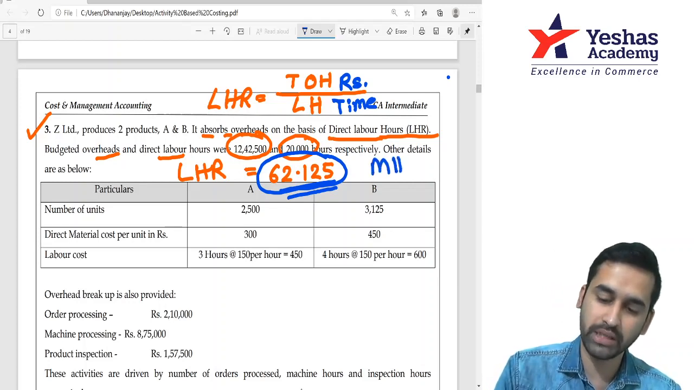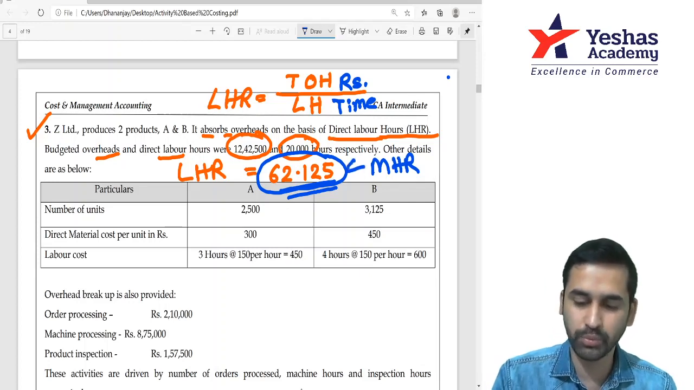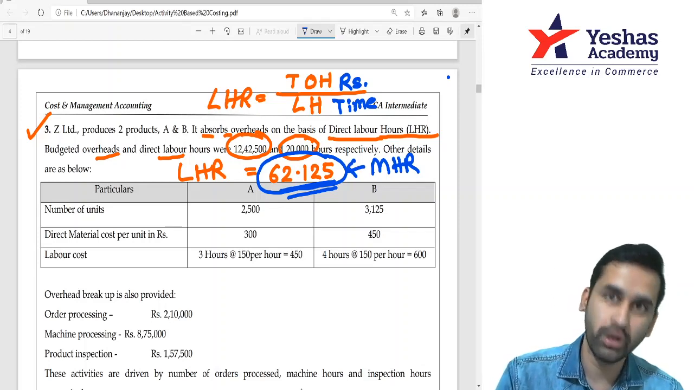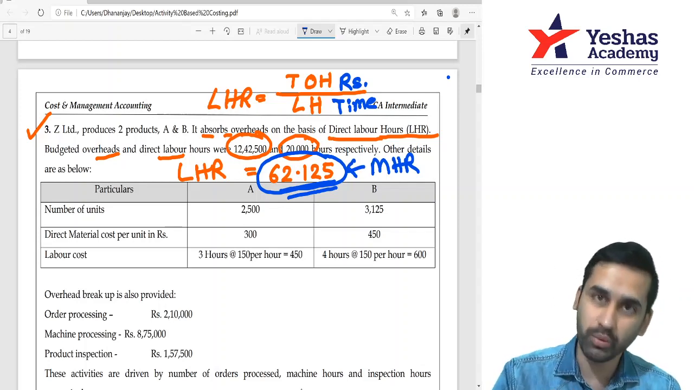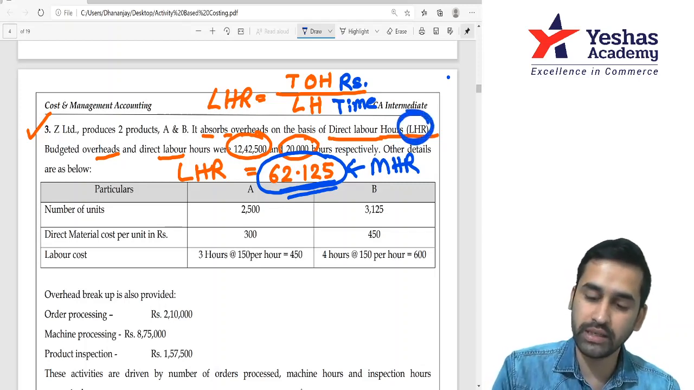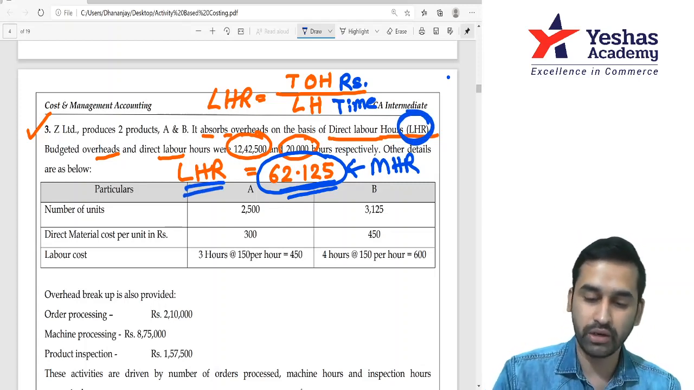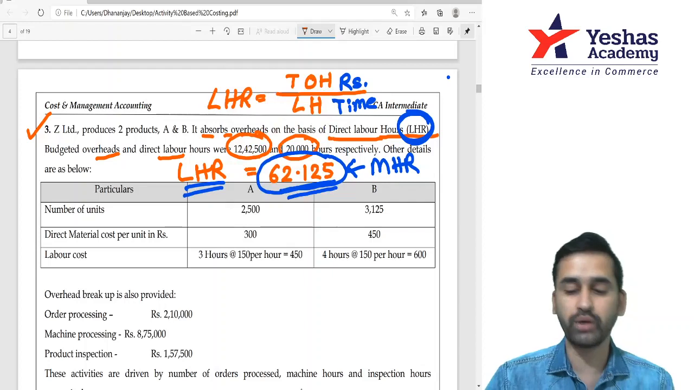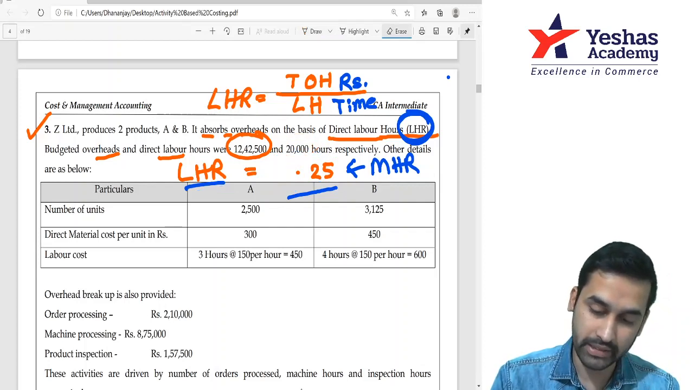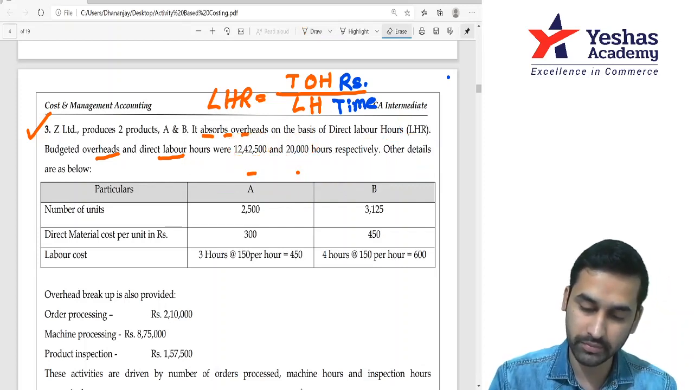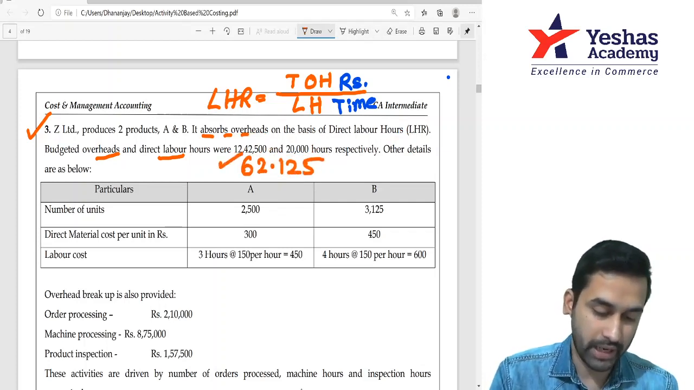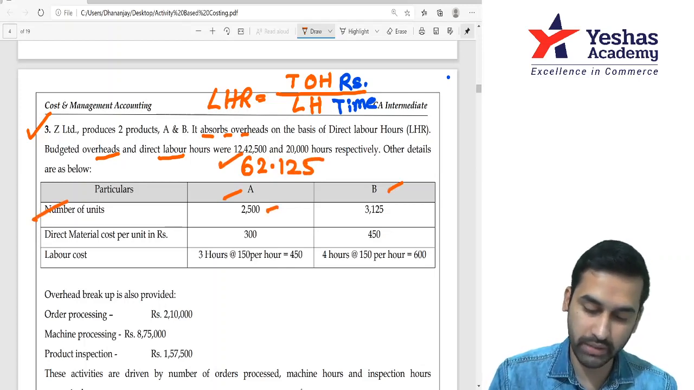Sir, what if it was MHR, machine hour rate? Same way. If that was 62.125, then what is the meaning? Tell me. If one machine is used or working for 1 hour, then the overhead cost will be 62.125. Here in the question they said they follow LHR. Therefore, I am saying for every labor hour, there is 62.125 rupee of overheads. Okay. Next, additional details are given to you. I'll just write it here, 62.125.